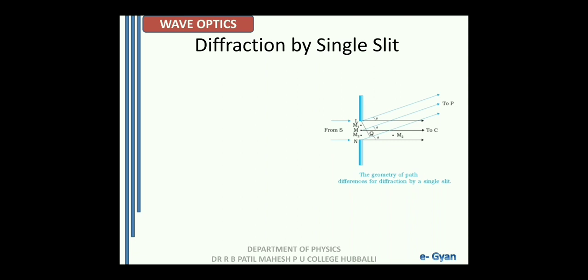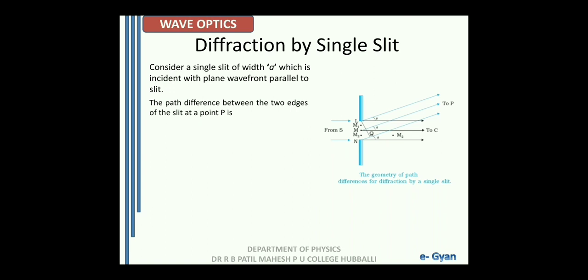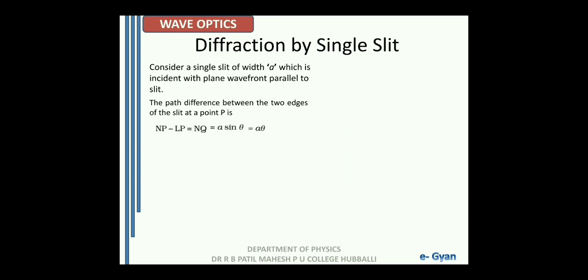Now try to understand. Let a be the width of the slit. So we consider a single slit of width a on which the plane wavefront parallel to the slit is incident. The path difference between the two edges of the slit at point P is, now path difference from the two edges, which are the two edges? The one is N, the second one is L. So therefore the path difference between the two edges of the slit at point P is given as NP minus LP, which is equal to NQ, which is equal to a sine theta, which is equal to a theta. Now why a theta? Where theta can be assumed to be very, very small.